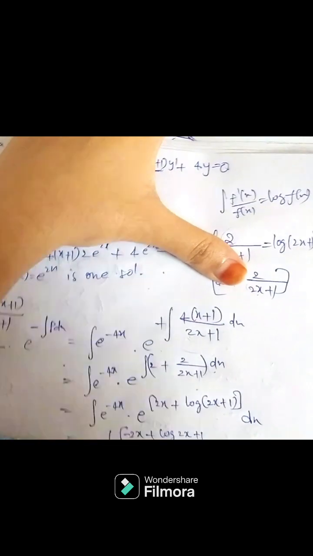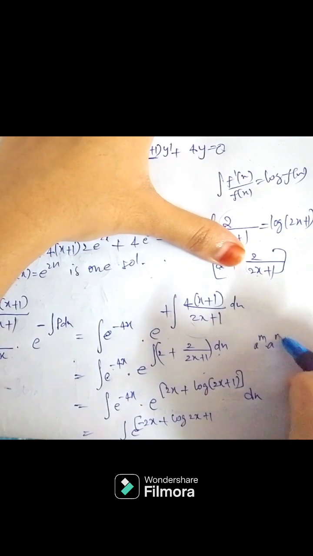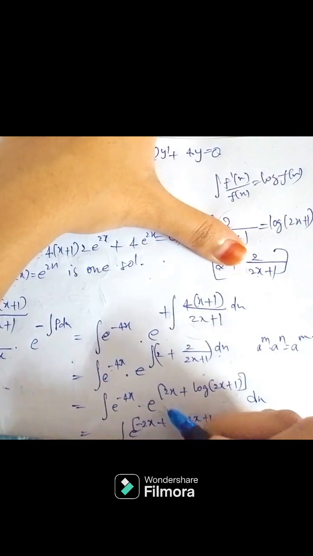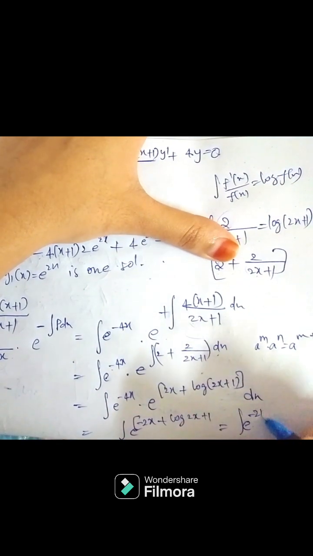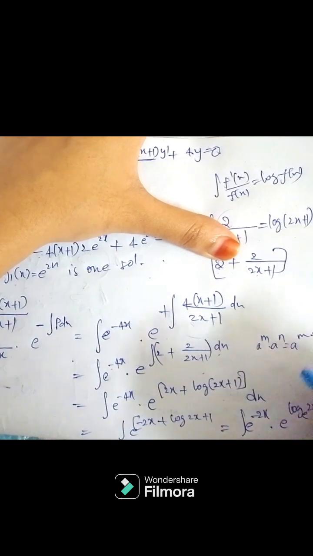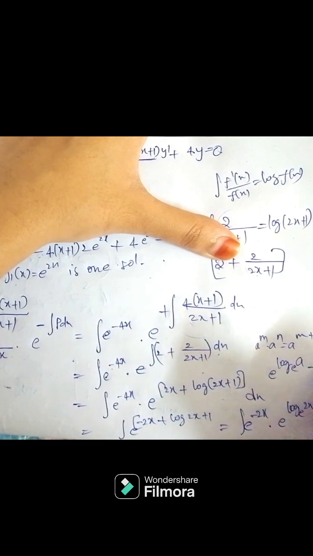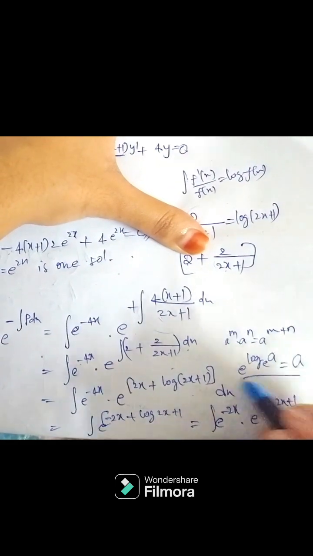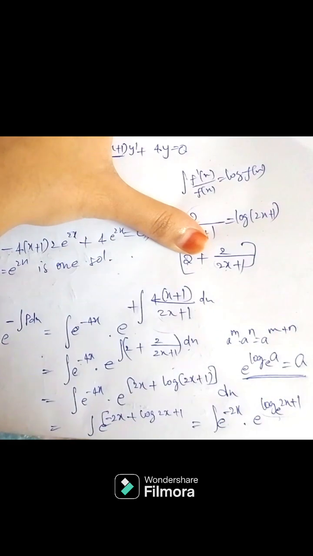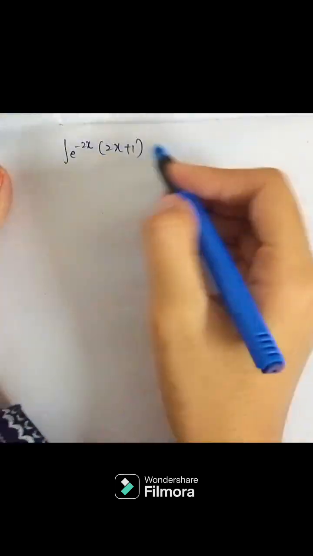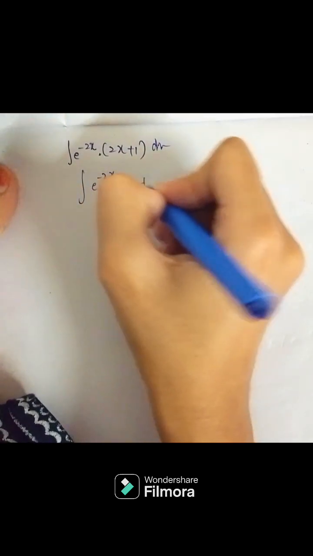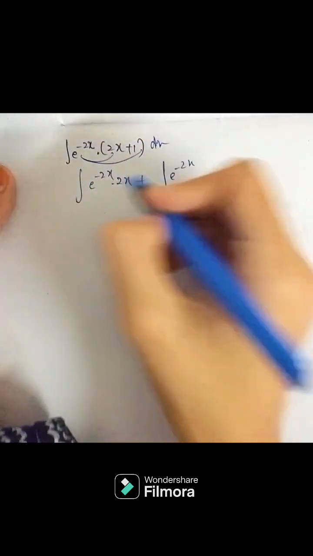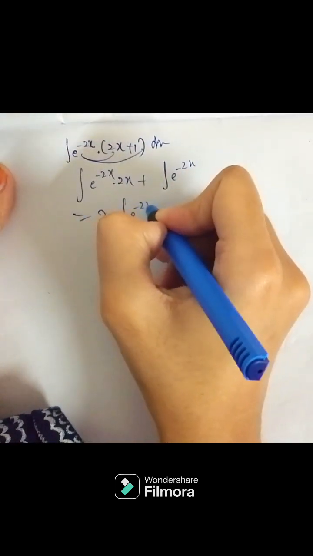What is the a power m into a power n formula? So I can write it as e power minus 4x plus 2x minus 2x. So this I can write as e power minus 2x into e power log of 2x plus 1. Because it is natural, we have another formula also, that is e power log a equals a. We can write it like this, right? So I can directly write e power minus 2x into (2x plus 1). So e power minus 2x into 2x plus e power minus 2x. Okay, so this I'll apply uv now. So this will be my u, this will be my v.